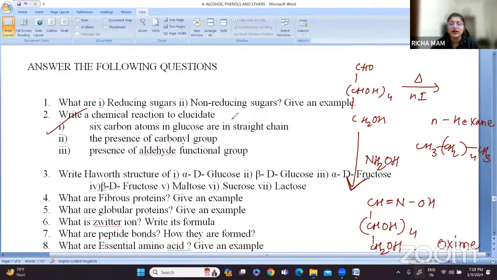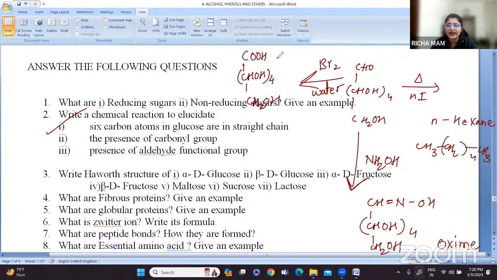Next is the presence of aldehydic functional group. How is it shown? By treating it with bromine water. By treating with bromine water, you get gluconic acid. So this confirms the presence of aldehydic group. The aldehydic group is converted into acid, so it is converted into gluconic acid. So these are the 3 reactions.